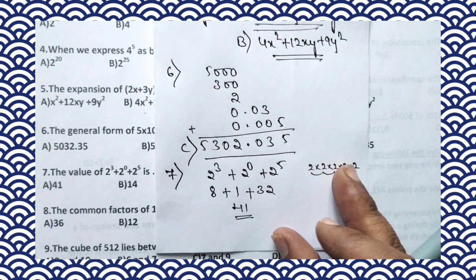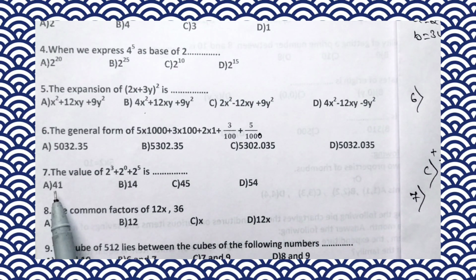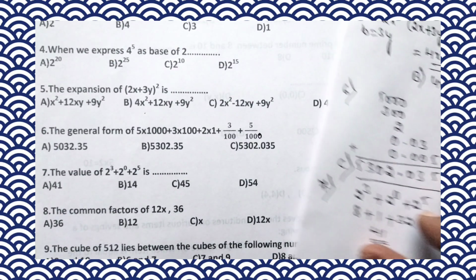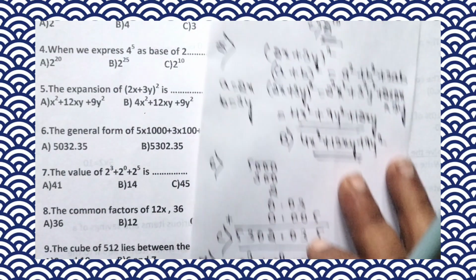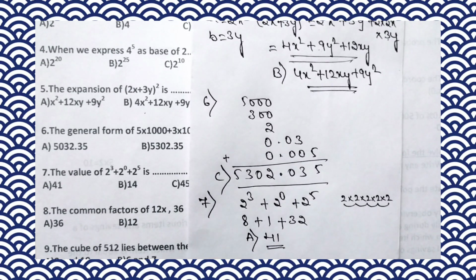So the right answer for this question is option A, 41. So for the seventh question, option A, 41 is the right answer. Now let us move to the eighth question.